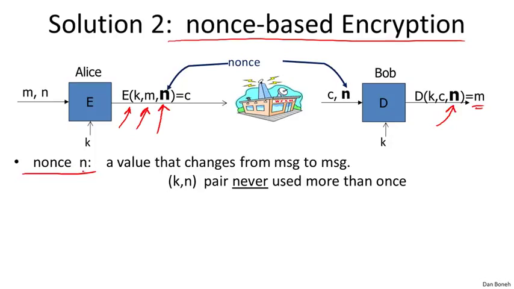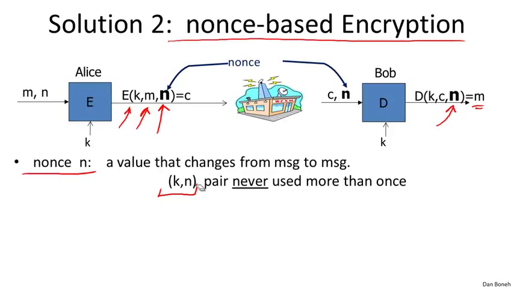This nonce is a public value. It does not need to be hidden from the adversary, but the only requirement is that the pair key comma nonce is only used to encrypt a single message. In other words, this pair k comma n must change from message to message. Then there are 2 ways to change it. One way is by choosing a new random key for every message, and the other way is to keep using the same key all the time, but then we must choose a new nonce for every message.